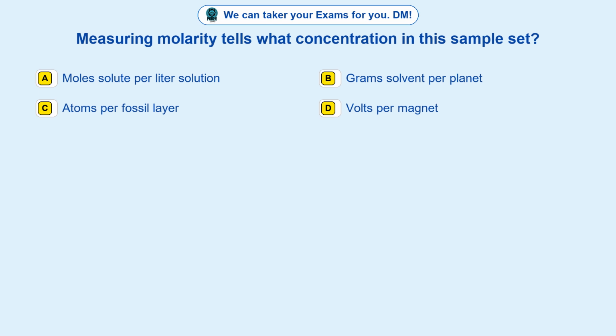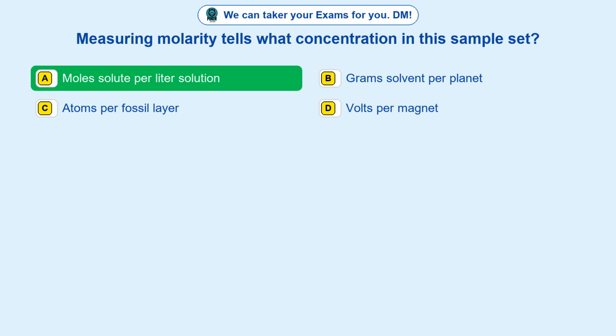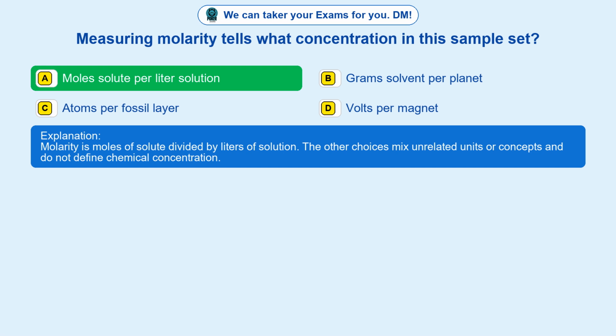Question 45. Measuring molarity tells what concentration in the sample set? Option A, moles solute per liter solution. Option B, grams solvent per planet. Option C, atoms per fossil layer. Option D, volts per magnet. The correct answer is option A, moles solute per liter solution. Molarity is moles of solute divided by liters of solution. The other choices mix unrelated units or concepts and do not define chemical concentration.